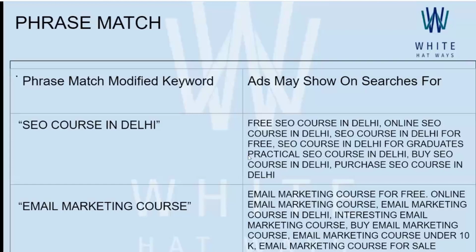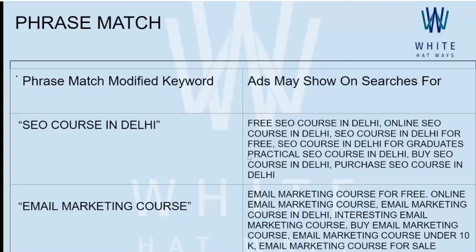Moving on to the next example, it says email marketing course. So email marketing course for free is again triggering the ad. But imagine I'm not offering it for free, so free has to come in the negative match types. Online email marketing course, online again has to come in the negative match types. Email marketing course in Delhi. So in case I'm offering it in Ahmedabad, Delhi has to come in the negative match types.